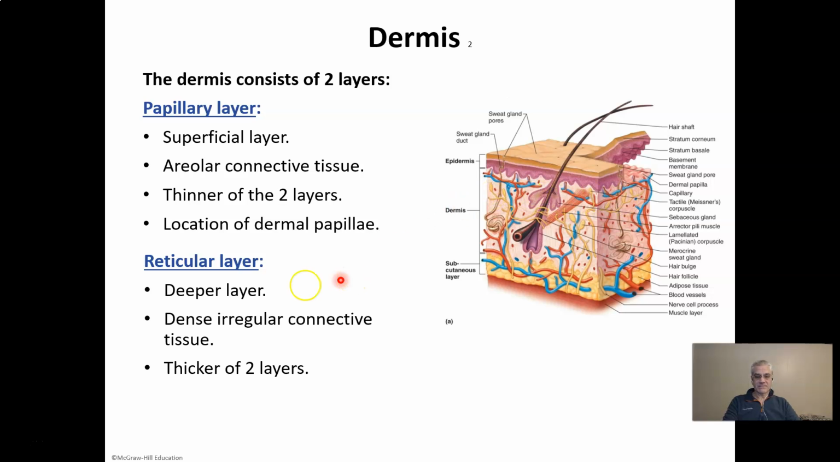The reticular layer is more supportive. It's denser. It gives grip to things, and that's why this hair shaft, right, the root, will sit down in the reticular layer because it gets a nice solid place to reside.